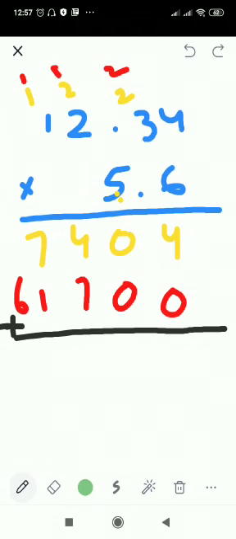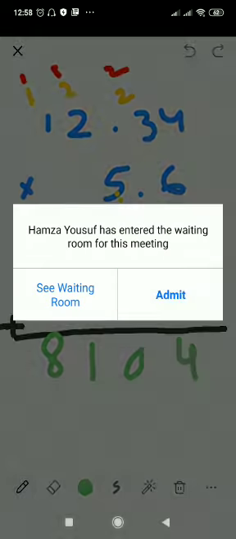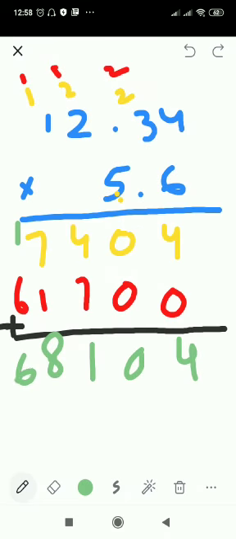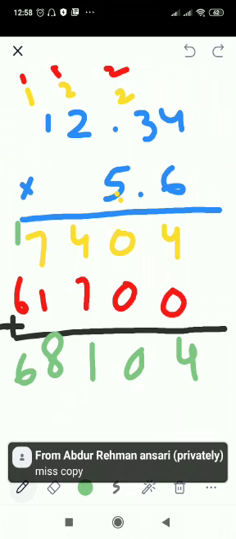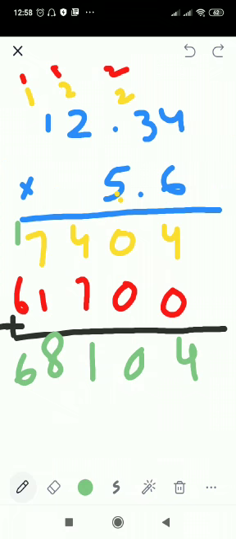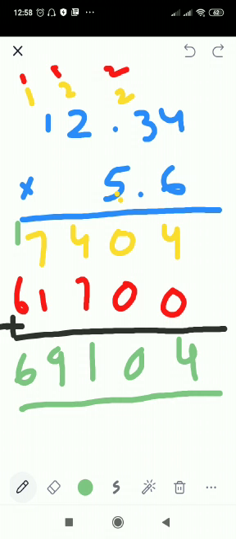All right, 4 plus 0 is 4, 0 plus 0 is 0, 4 plus 7 is 11, 1 here and 1 carried, 7 plus 1 is 8, and then 6 here. So now we are going to, sorry, we were having 6, 7 plus 1, 8 plus 1, 9. Now we are going to put 9 here, and then we are going to put the decimal.